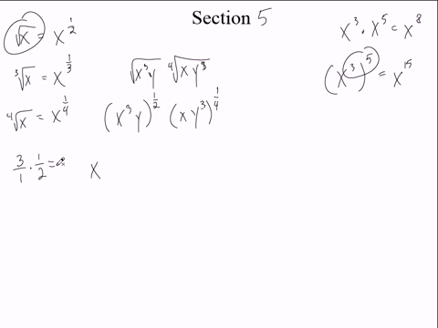Come on. Multiply straight across. 3 times 1. 3 over 2. Right. We're going to write it as 3 over 2. We're not going to write it as 1.5. We're going to keep it as just one single fraction.